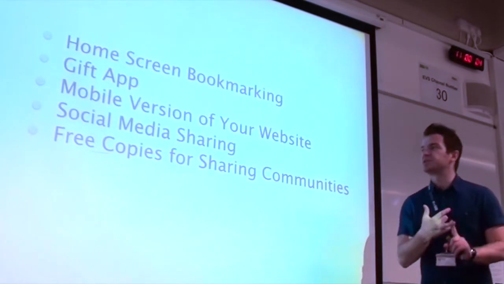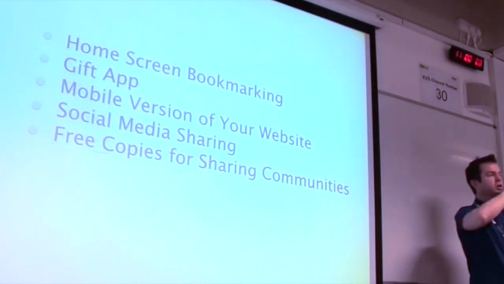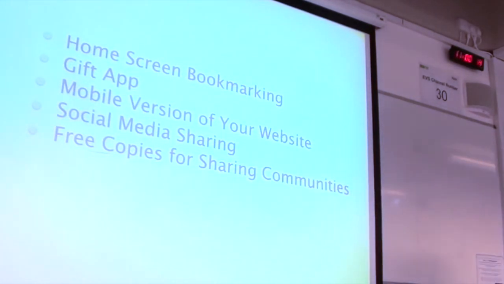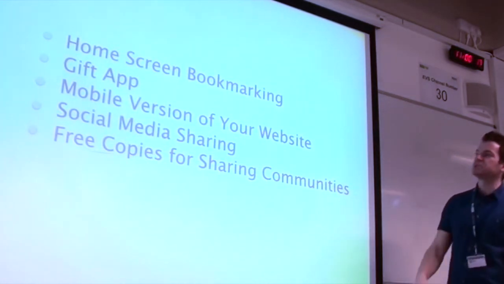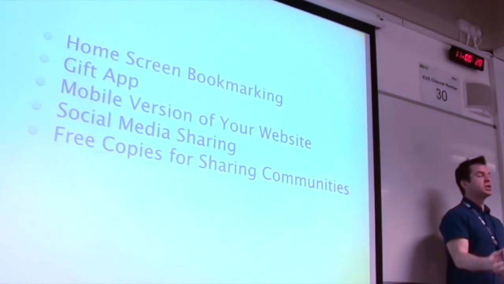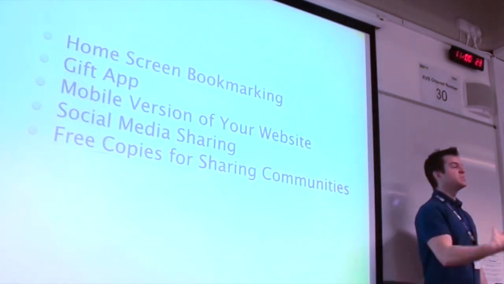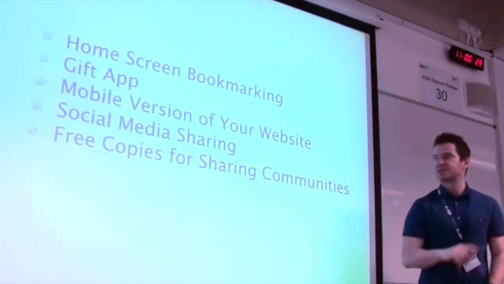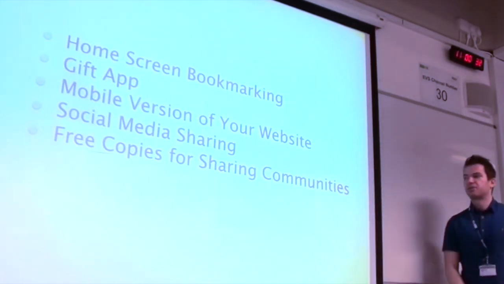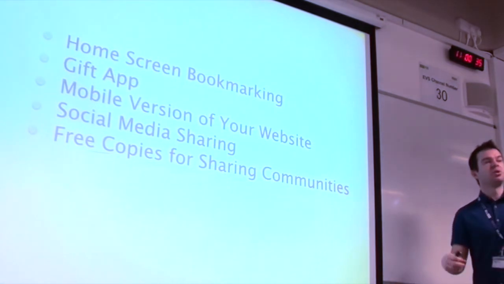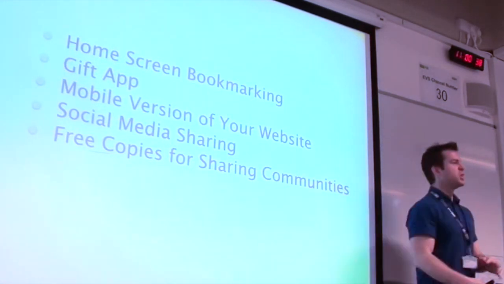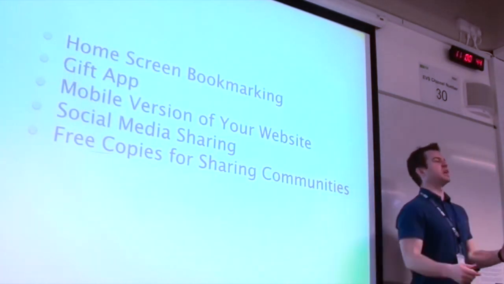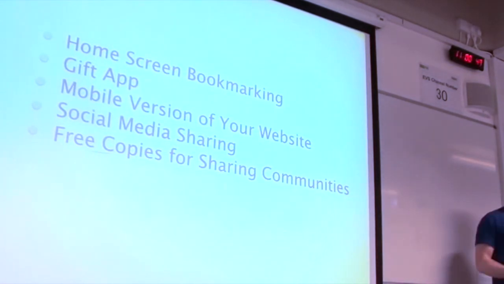Other things you could do with the app include offering a home screen bookmarking opportunity that looks really nice and beautiful. Gift app, where the App Store allows people to give apps to their friends. Mobile versions of your website: that website we talked about earlier needs to be mobile friendly, because this way people can see the app on their mobile, where they can tap and download it. Social media sharing, and of course free copies for sharing communities. I sometimes call them sharers. Those people just share so much, right? We need to make sure that we reward them for doing that job, and give them chances to share more things with their friends.